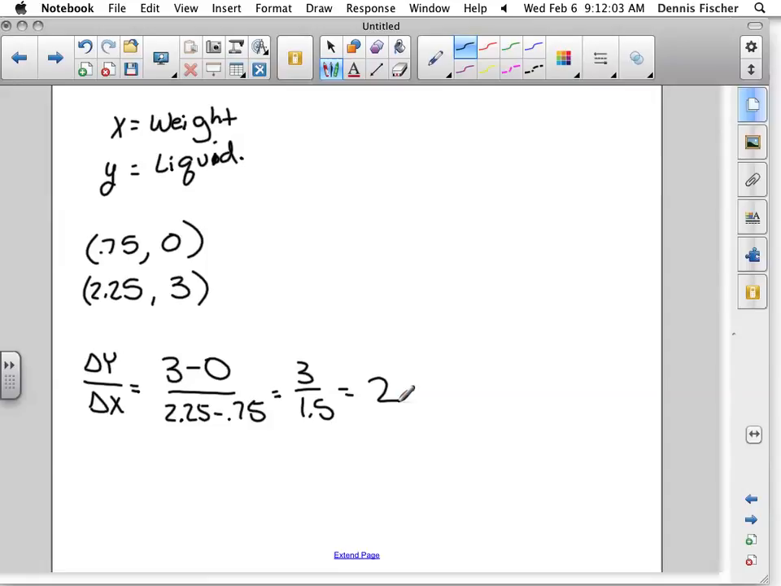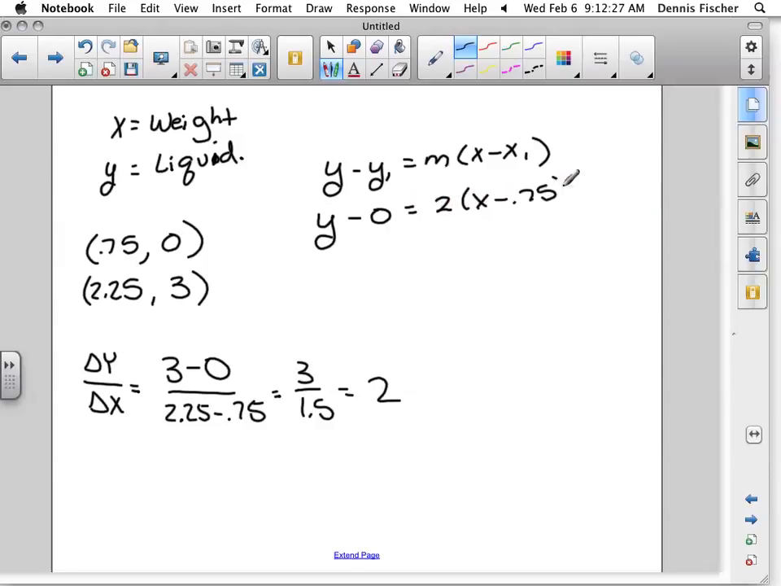That's all right? Like I said, you're going to get a different equation if you set your variables the other way. Now, if my slope is 2, I'm going to go into this equation and go y minus y1. I'm going to use this first point here: y minus 0, slope is 2. Correct? I don't care which point you use. You can use either point. It doesn't matter. If I work this out, knowing what my variables are, I get 2x minus 1.5.